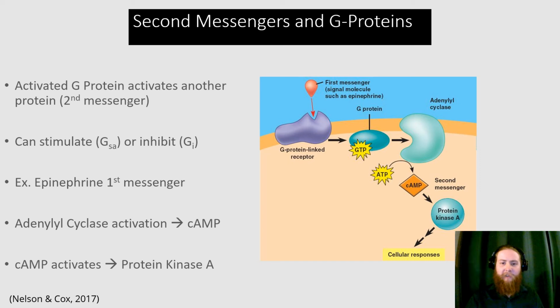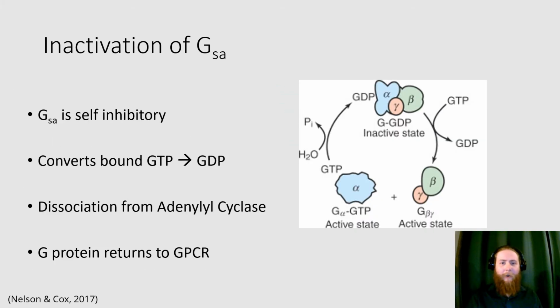And this process will continue as long as this activated G protein is bound to this adenyl cyclase. It will continue to turn ATP into cyclic AMP, which will go to protein kinase A, which will affect more cellular responses. So it will just keep going until it's eventually stopped. So how is this constant activation of PKA ceased? Well, the inactivation of this stimulatory G alpha unit is self-inhibitory.